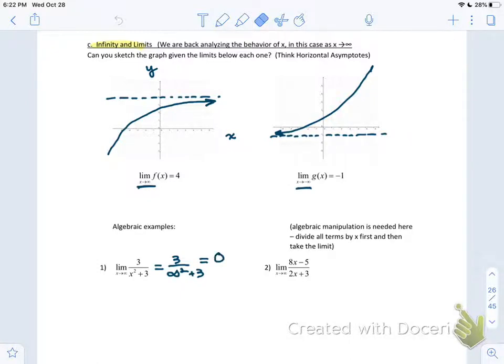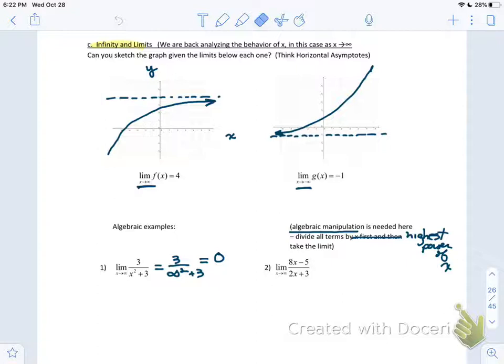Okay? So if you have only an x in the denominator, this is how you handle it. If you have instead an x in the numerator and the denominator, we have to do an algebraic manipulation. Divide all terms by the highest power of x, and then take the limit.